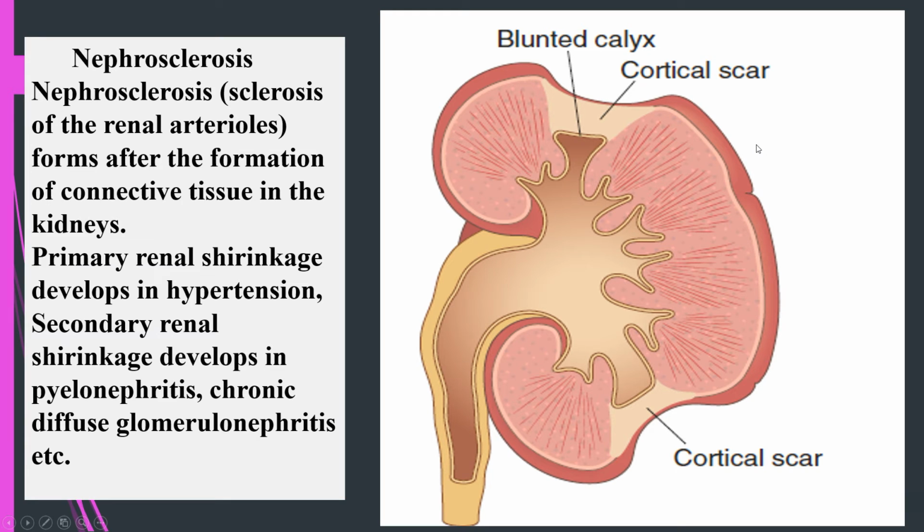Nephrosclerosis. What does nephrosclerosis mean? It is a disorder of kidney structure with proliferation of connective tissue and connective cells, forming sclerosis of the renal arterioles. It forms after the formation of connective tissue in the kidney. There are primary and secondary processes. Primary renal shrinkage develops in hypertension, and secondary renal shrinkage develops in pyelonephritis, chronic diffuse glomerulonephritis, etc.